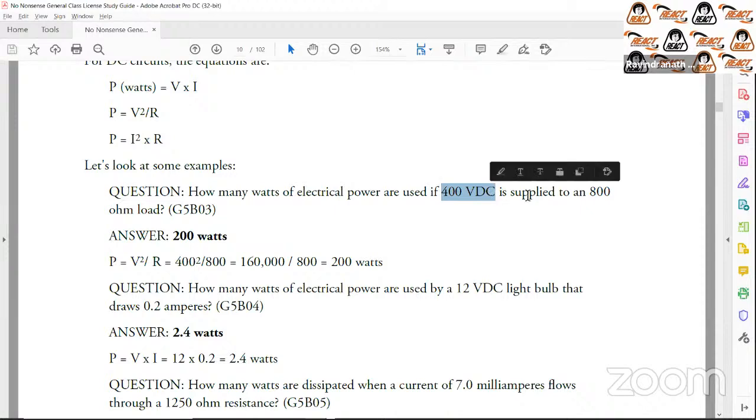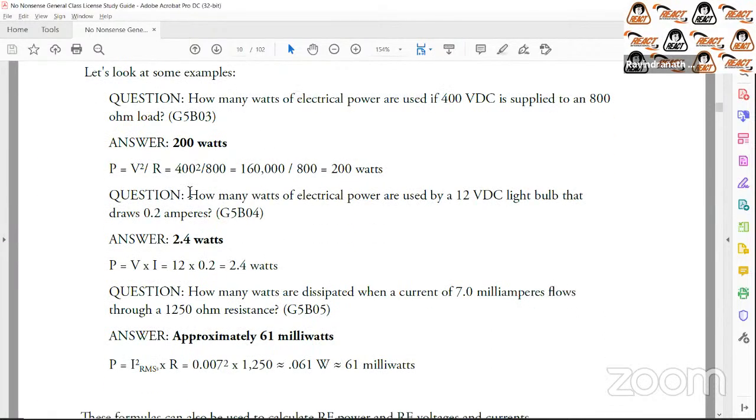Well, what did they give us? They gave us the voltage and they gave us the resistance, or the 800 ohm load, I should say. So we know we have to use a formula that involves voltage, V, and resistance, R. So we use the power formula, P is equal to V squared over R. When we apply that formula, we work that out to 200 watts. And again, we did the same question in the slide deck last week. You can always review where we did it step by step.